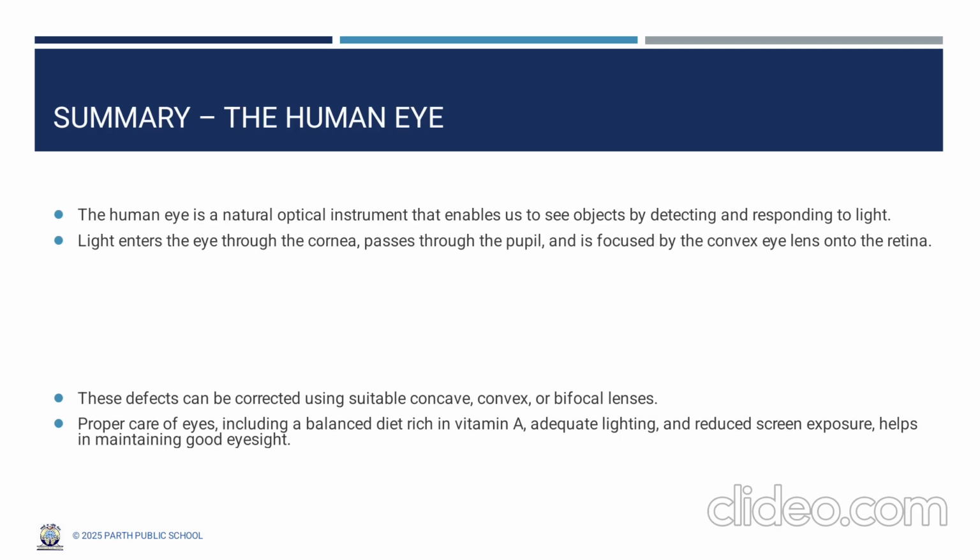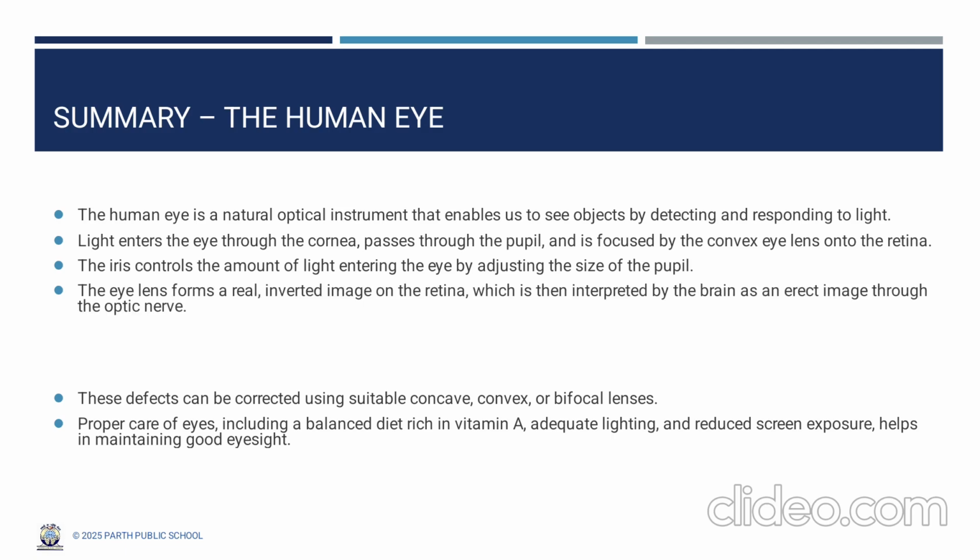Now at the last there is a summary. What we have learned in this video lecture is, first, the human eye is a natural optical instrument that enables us to see objects by detecting and responding to light. Light enters through the cornea, then passes through the pupil, then is focused by the convex lens onto the retina, and is then sent to the brain via the optic nerve. The iris controls the amount of light entering the eye by adjusting the size of the pupil. So the pupil shortens and widens according to the situation around.